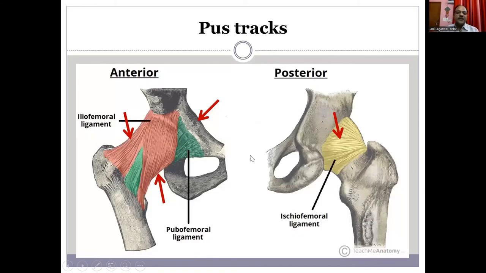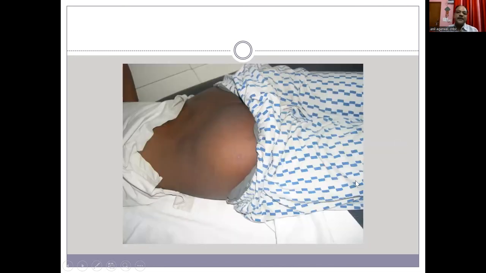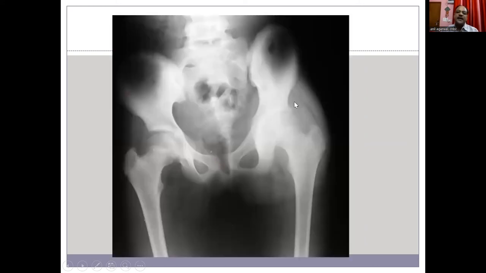Another special thing about it is that the pus can track anywhere, down, up, medially, and then it can present at various places. To give you an example, this particular child had a swelling in the gluteal region and when we investigated the child, she had this picture which later came out to be tuberculosis. So TB can have many different presentations and different sites of pus collection.